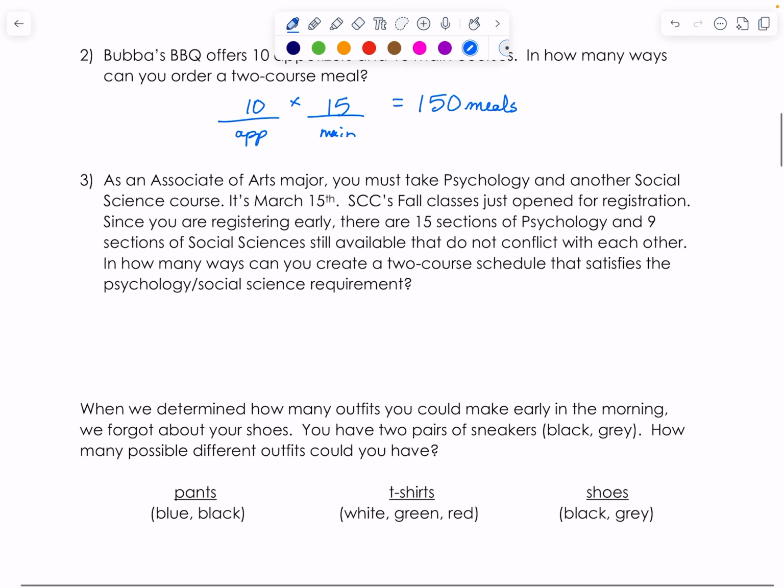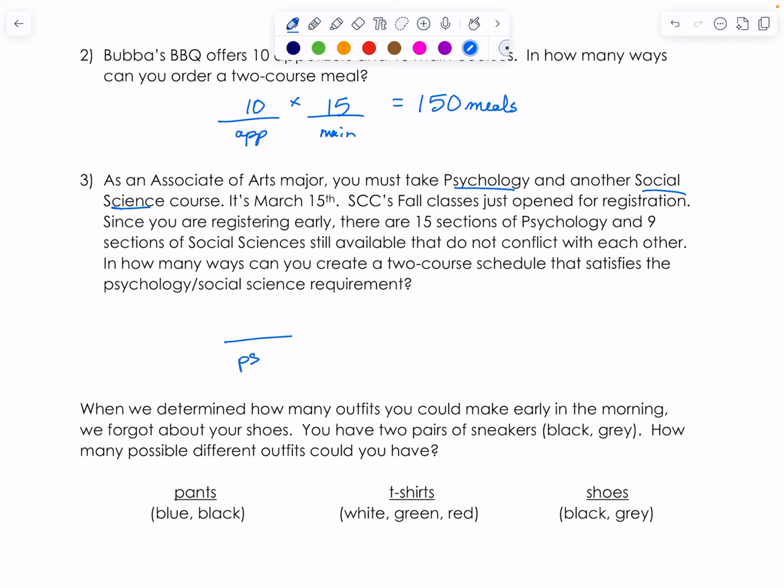Here's some more. You are an Associate of Arts major, and you have to take psychology and then another social science course. It's March 15th. Actually, it's sort of close to that. SEC's fall classes just opened for registration. Since you're registering early, there are 15 sections of psychology and 9 sections of social sciences that are still available, and they do not conflict with each other. So how many different 2-course schedules could you make?